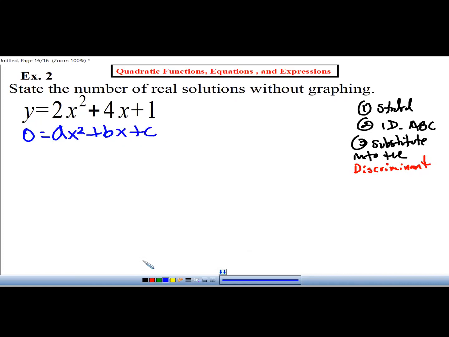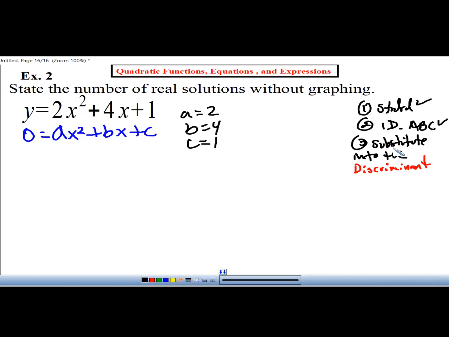So is it in standard form? Yes. So we're done with step 1. Can we identify A, B, and C? Yes. A is 2, B is 4, and C is 1. Does everybody see where we got that from? Yeah, right here. Okay, so we're done with step 2.